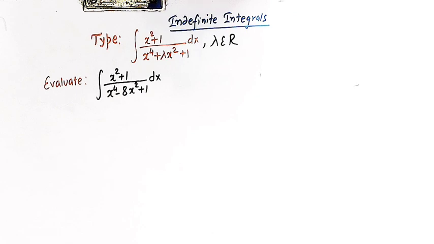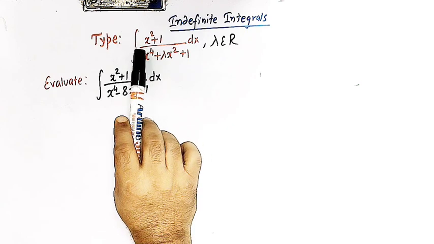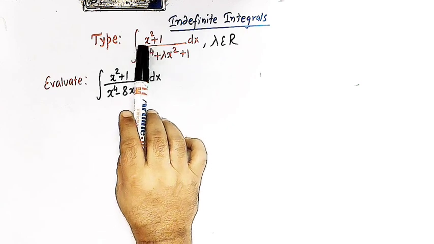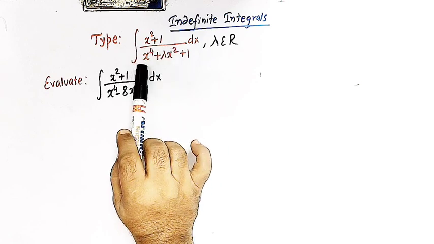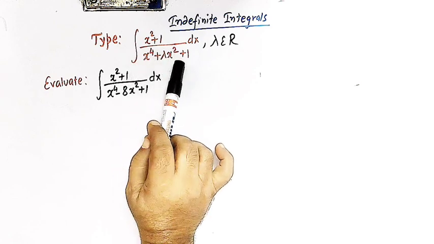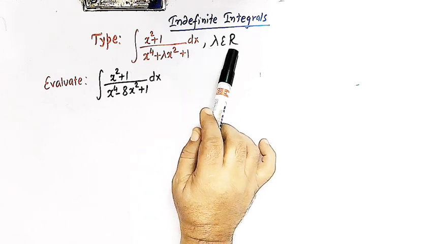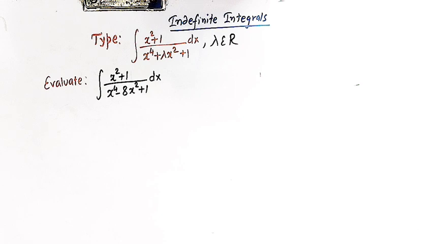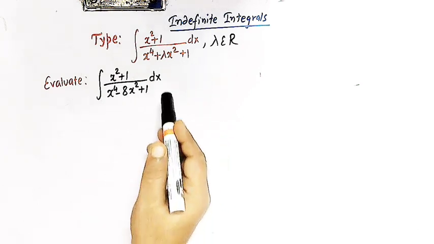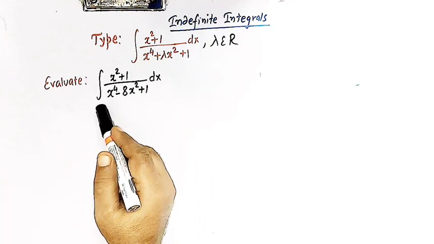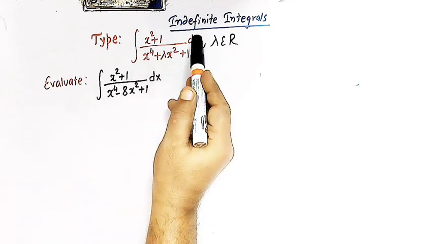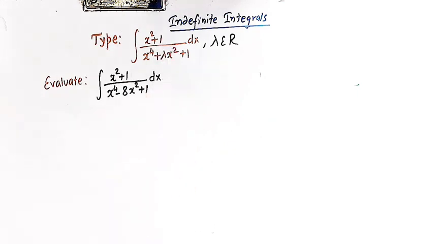Hello viewers, in today's session we are going to discuss another important form of indefinite integrals, and in this session we are going to discuss indefinite integrals of this type where the integrand is of the form x square plus 1 divided by x raised to 4 plus lambda x square plus 1 dx, where lambda belongs to the set of real numbers, right? So here in this class we are going to solve an example related to this form of the indefinite integral, right?